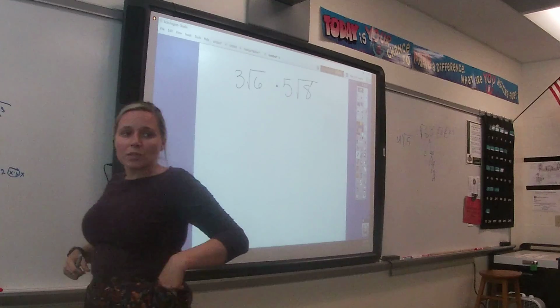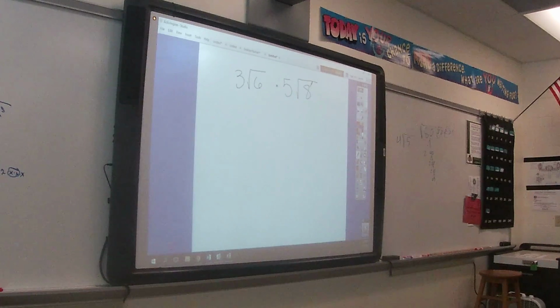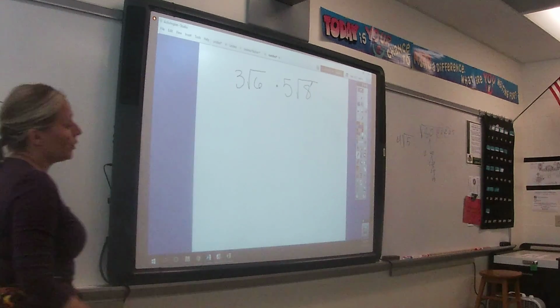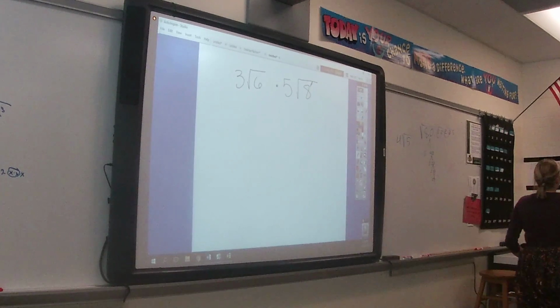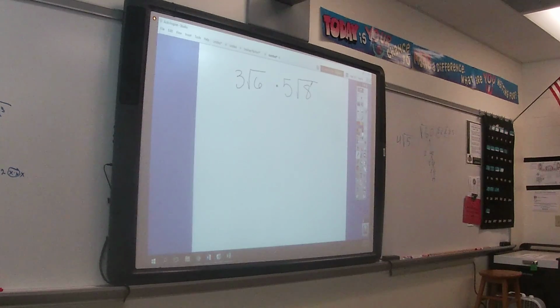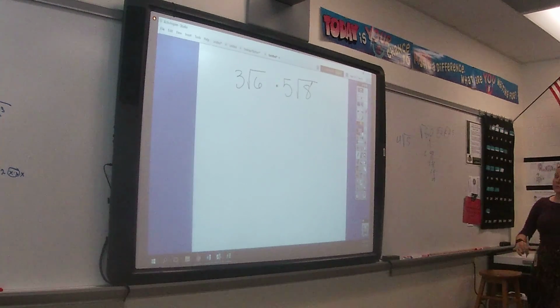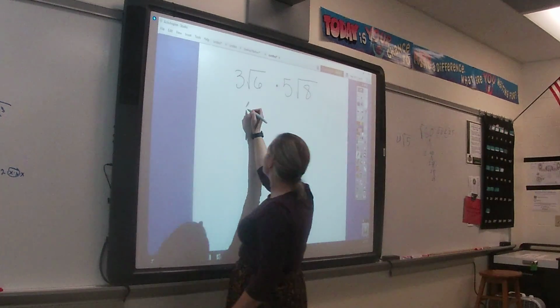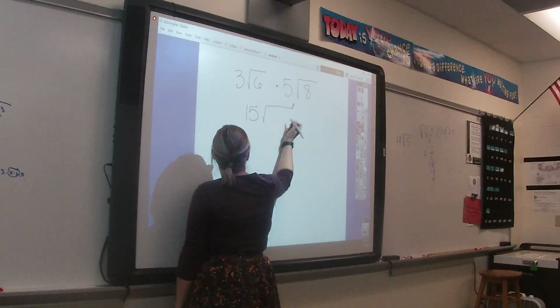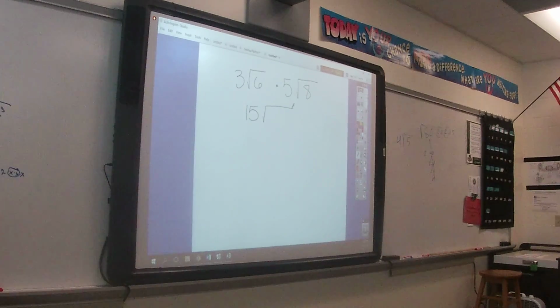Okay, so 3 square root 6 times 5 square root 8. What are we going to do? Okay, so we'll multiply the numbers on the outside. So 3 times 5 gives us 15. Then we'll multiply the numbers on the inside. 48. So 15 square root 48.